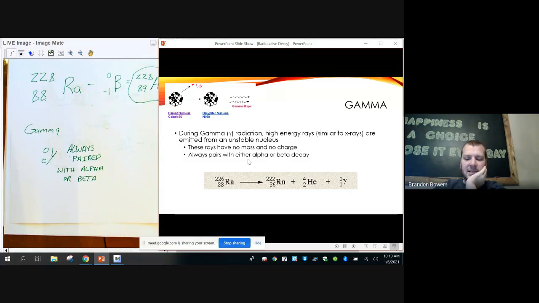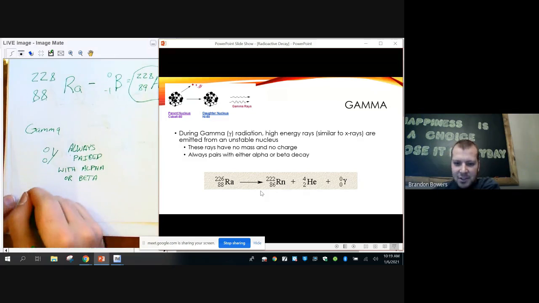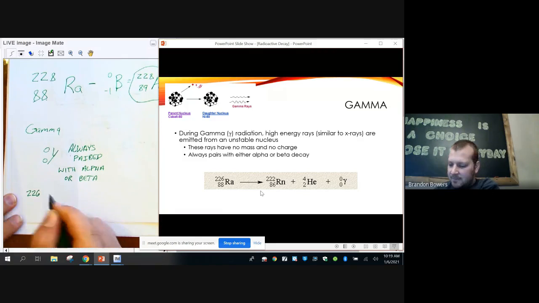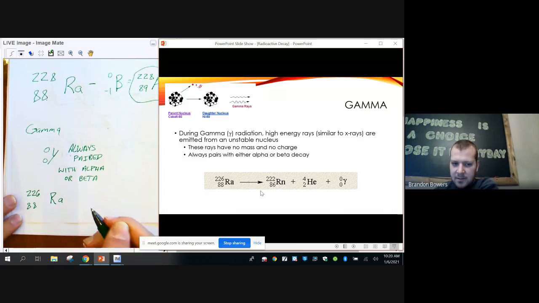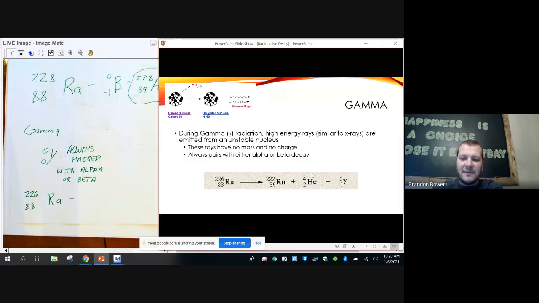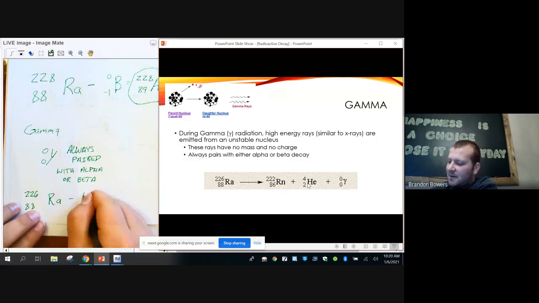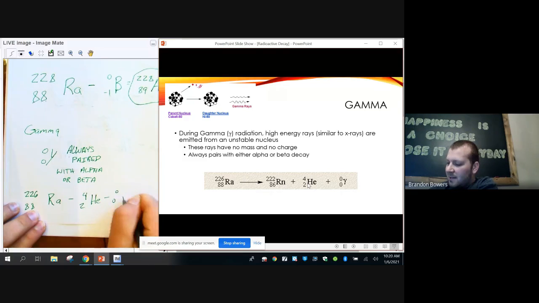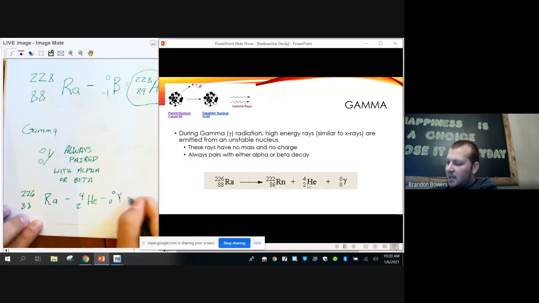So in this one, let's look at this example. Once again, they added it to the other side, but I'm going to write it out. So you have 226, 88 radon minus. So this undergoes, what's a 4,2 helium? That's alpha. Very good. 4,2 helium minus a 0, 0 gamma creates.